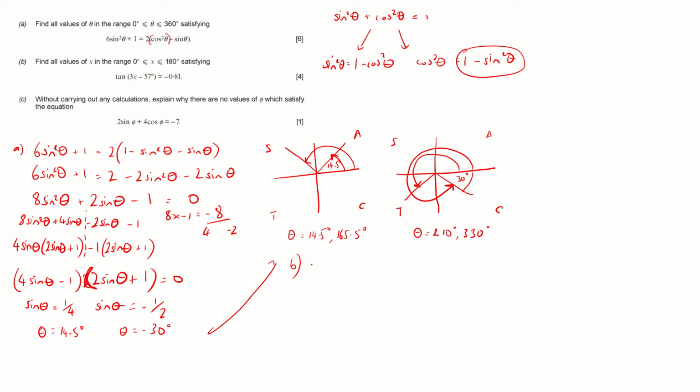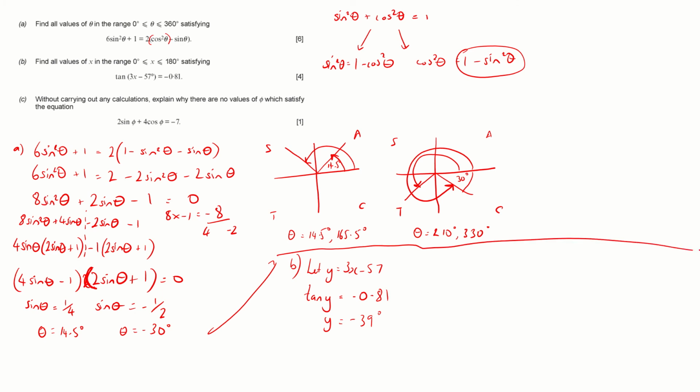Okay, maybe our first step would be let y equal 3x minus 57, so it looks a little bit easier. We have tan of y equals minus 0.81. And actually, maybe why don't we just work out tan to the minus 1 of that first? So we have tan to the minus 1 of minus 0.81, which is going to give us minus 39 degrees.